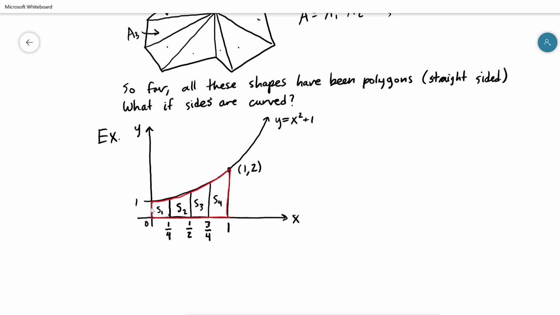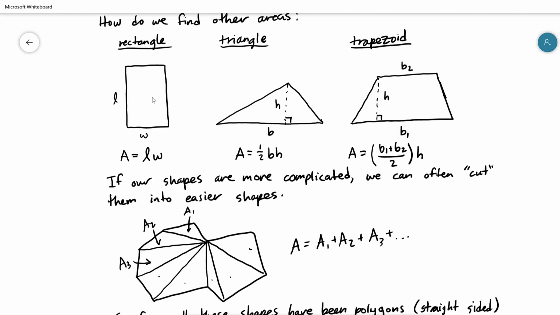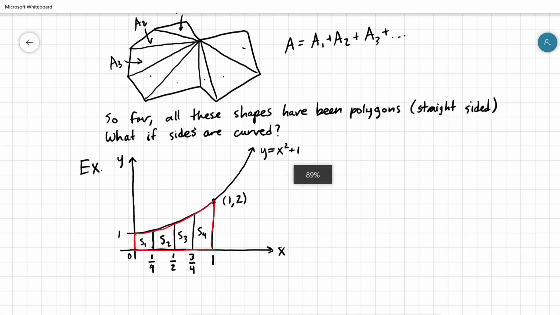Now I've got it cut up into shapes where 3 of the sides are straight lines, so the left and right sides and the bottom are all straight lines, but the top is still curved. But it looks really close to being straight, right? It's almost a straight line. And so this is kind of the idea. We're going to approximate the area of this shape by cutting it up into sections and treating those sections as though they were some of these easy shapes from up here. So the first thing I'm going to do is just treat it like a rectangle. And we'll see that we have some approximations.